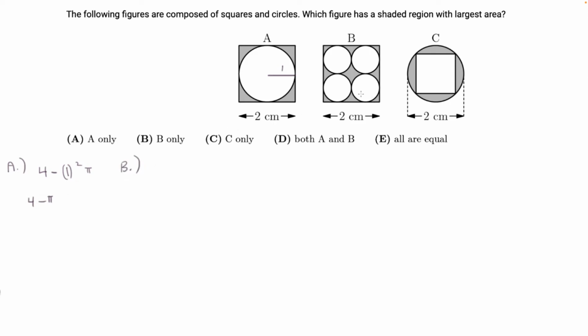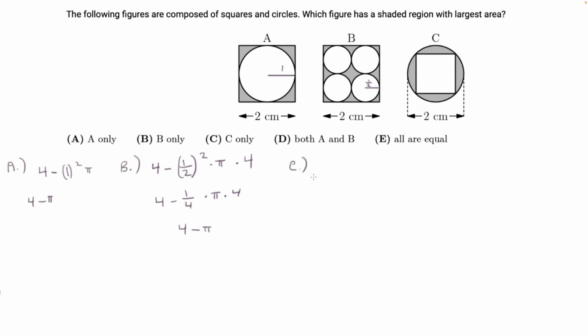For figure B, we have a square with 4 tiny circles inscribed in it, and the length of the square is 2, so we have 2 times 2, and that's 4, minus, if the length is 2, then the radius of each circle is going to be half, so we have 4 minus half squared as the radius times pi, and since there's 4 of these circles, we multiply it by 4. So it's 4 minus 1/4 times pi times 4, which is 4 minus pi.